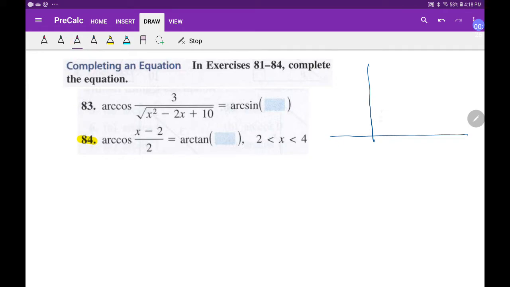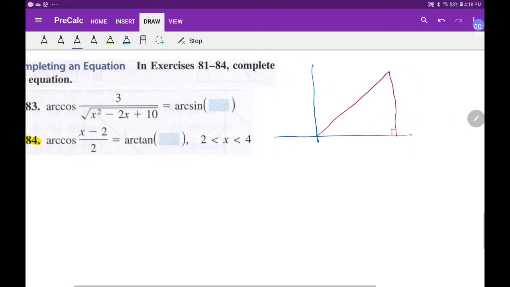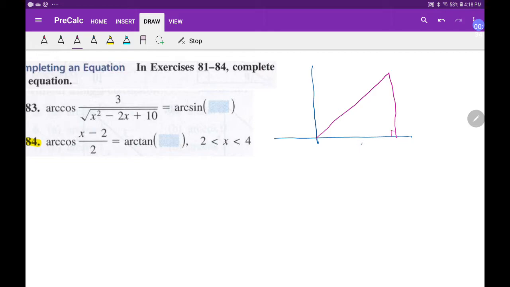I'll just draw this, I guess. And there's my right triangle. And I know that the adjacent is 3, because that's on top. And I know that the hypotenuse is the square root of x squared minus 2x plus 10. That's my hypotenuse, and I don't know my opposite side of this angle. This is the angle that we're talking about.